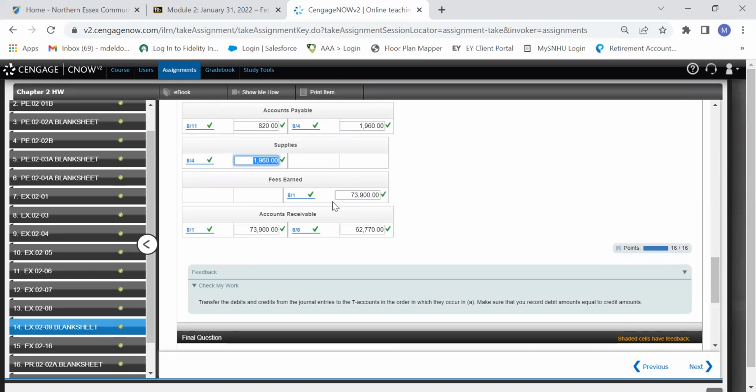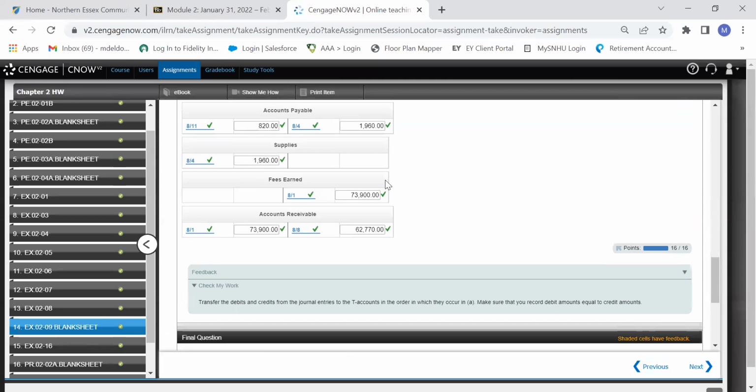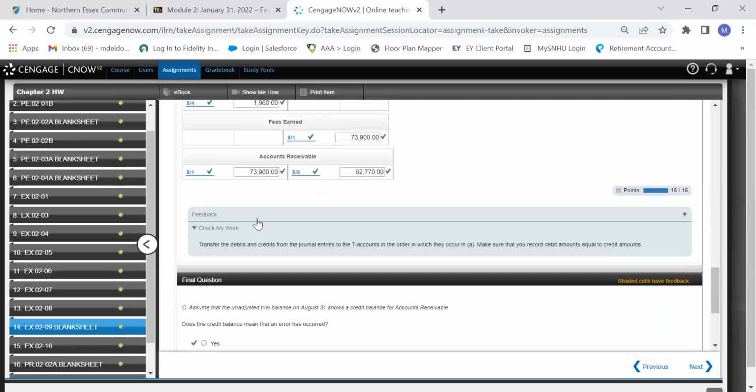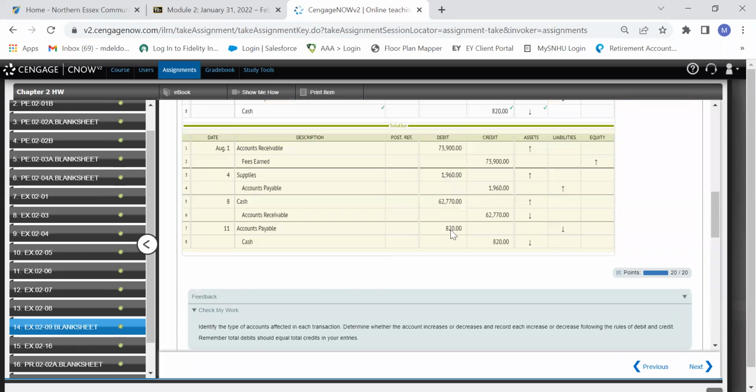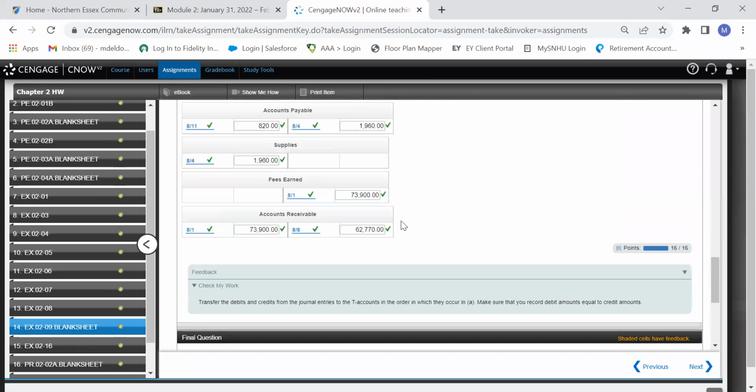And then finally, we have 2 more T accounts. One is called fees earned, that's revenue. And the fees earned, we have one transaction when we billed the 73,900. And then finally, we have an accounts receivable. So the first transaction increased the receivable, debited the asset 73,900, and the second transaction that came up for receivables was a payment on the receivable where we actually credit the receivable, and so we have a credit to the accounts receivable there.